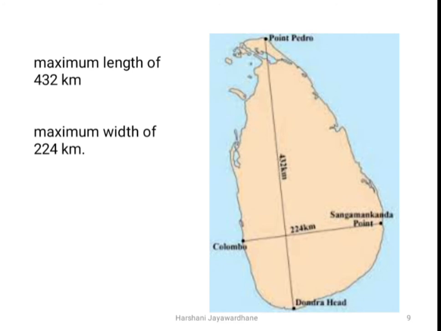Then we have to know about the maximum length and the maximum width. In Sri Lanka, the maximum length is 432 kilometers, from Point Pedro to Dondra Head. The width is measured from Colombo to Sangamankanda Point, and it is 224 kilometers. The total land area of Sri Lanka is 65,610 square kilometers. So that is about Sri Lanka's area, length and width.